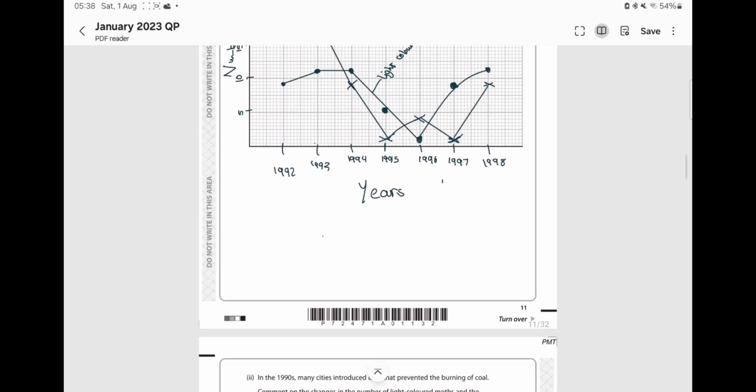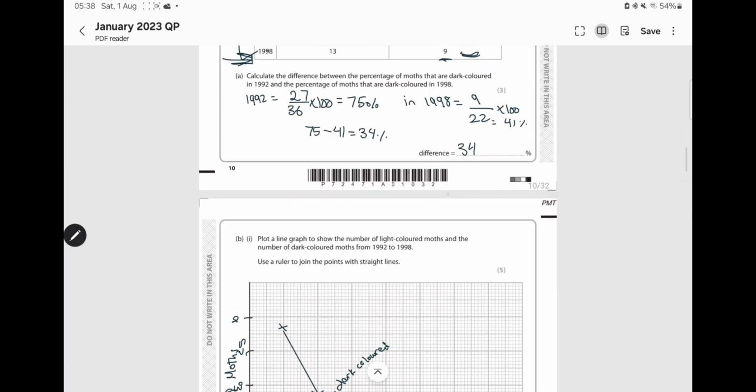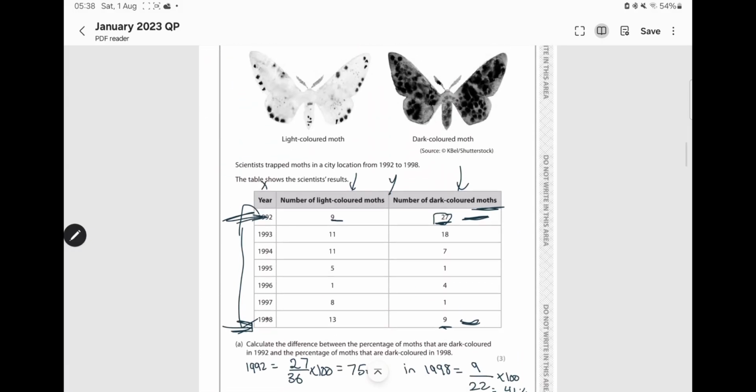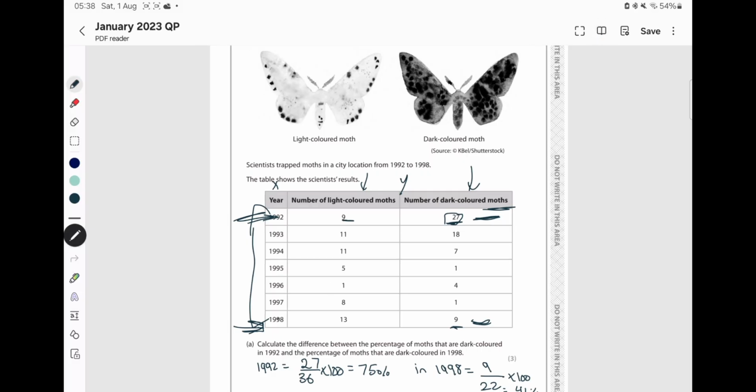So we're gonna go ahead. You don't really need to look at the graph if you don't want to. You can just go ahead and look at the table. So I'm gonna start with my commenting on the light ones, and then I'm gonna move on to the dark ones. So as you can see, overall from 1992 to 1998, the number of the light colored ones sort of increases. So we start at 9 and then we end at 13. So we have an increase.